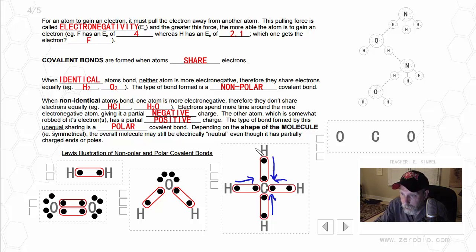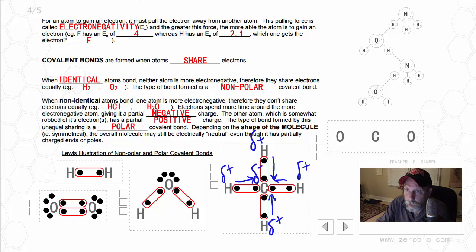let's go back to this. Partially positive hydrogen here. Partially positive, partially positive, partially positive. And carbon is partially negative, or -4. Some people want to add up how many positives and how many negatives. These are not full charges. These are not ions. They're partial charges. Each of these bonds is a polar covalent bond.